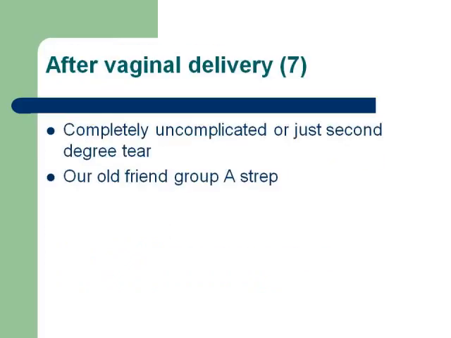So these are the ones after vaginal delivery, and these were the ones that were completely uncomplicated or possibly a second-degree tear, and went home as you would expect, no problems expected. And this was our old friend, Group A strep again.